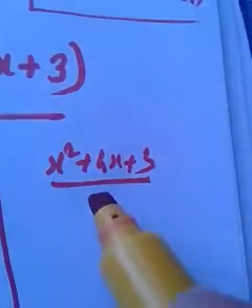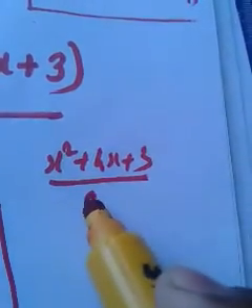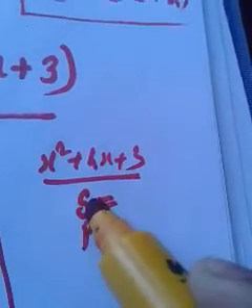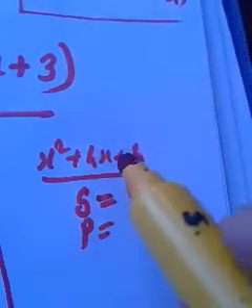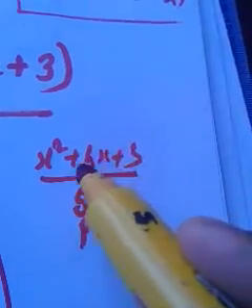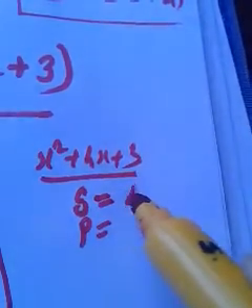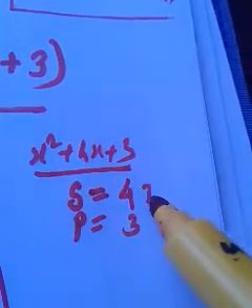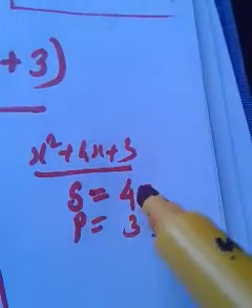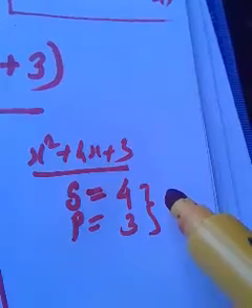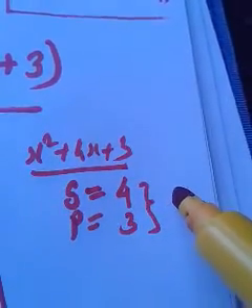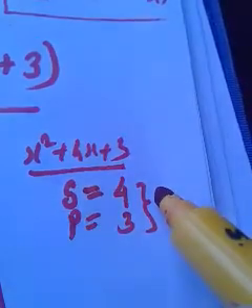In order to factorize this, what do we have to do? We have to write sum and product. What will be the sum? Sum should be the coefficient of x, the coefficient of the middle term, that is 4, and product should be the last number. So can you tell me the numbers such that we are getting sum as 4 and product as 3? We need two numbers such that their sum should be 4 and product should be 3.